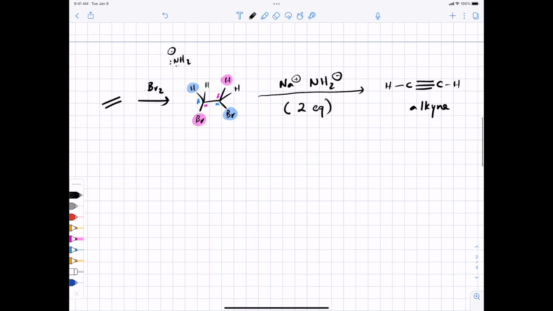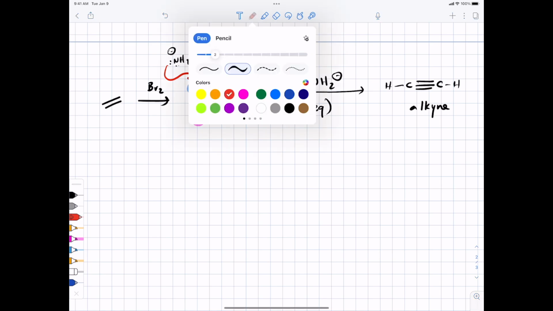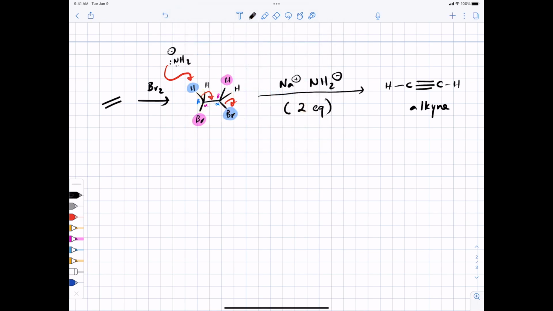So remove the beta proton, make a pi bond. Does it matter, or do you know which beta proton gets removed first? What do you think? You can't tell. And it doesn't matter because they're both going to be gone anyway. So, oops, making stuff up at this point. Let's see. There we go.